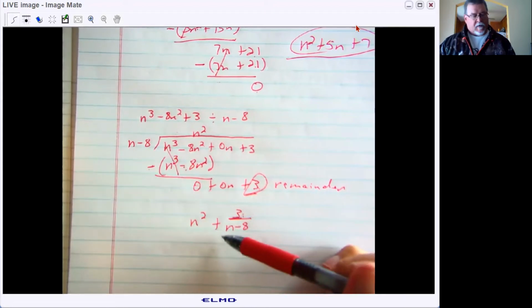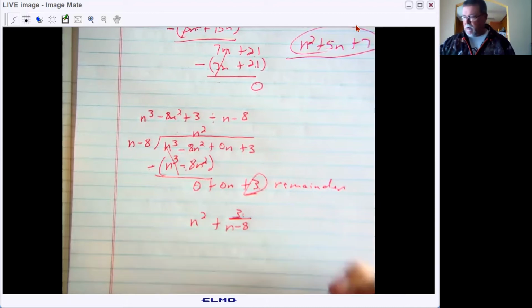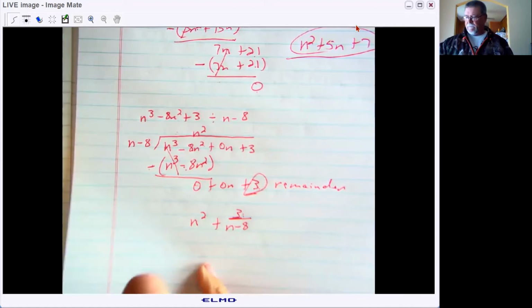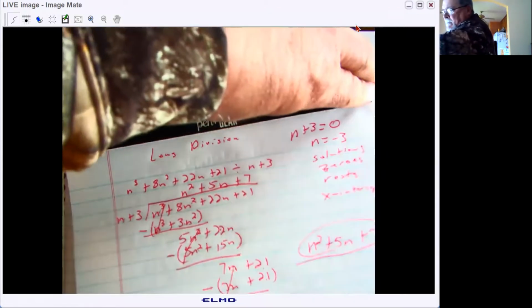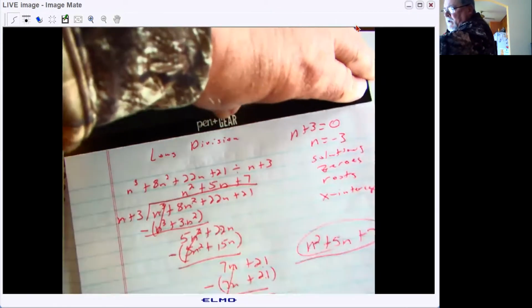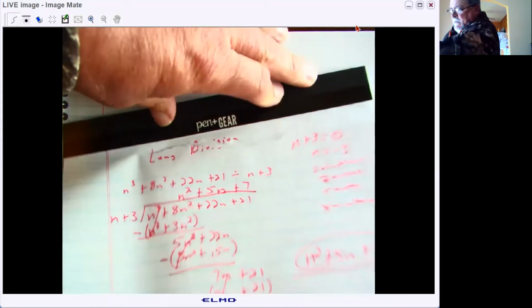Now, we have one more problem to do. Let me tear this page off, and we're going to turn this over. And we'll go at it from there. And it does that to me. How about that?